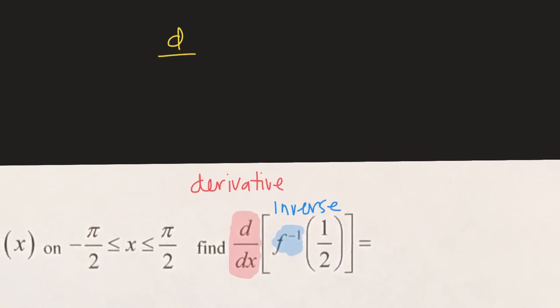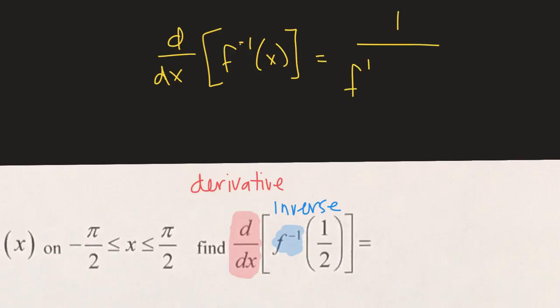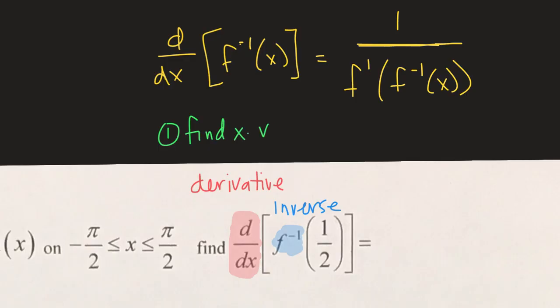The derivative of an inverse is 1 over the derivative of the function evaluated at the inverse of that x term. Okay, so that's the formula that we're going to use. First of all, the first thing we have to do is find the x value, right? Because for our inverse function, this is a y value.